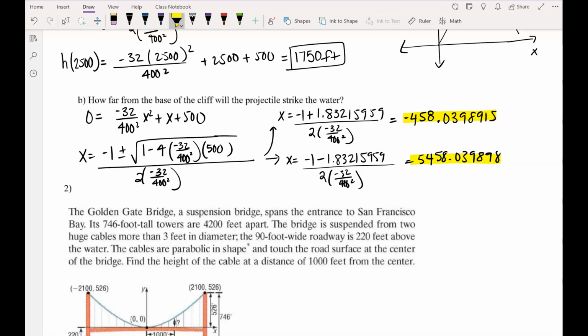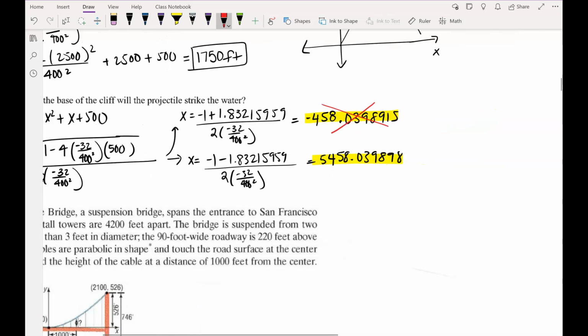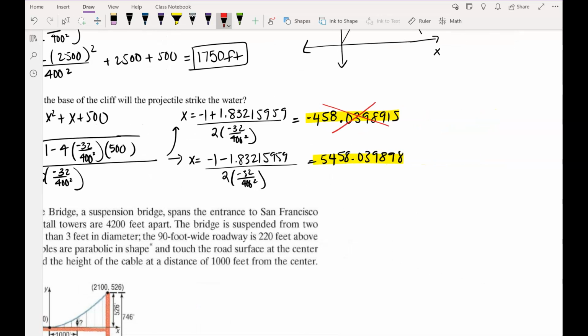As you know already, I'm looking for the horizontal distance when this object touches the water. Striking water means touching the water. So I can't really have a negative answer, right? Because that's a negative distance. So the object will strike water at about 5,458.40 feet from the base. So that's my answer for how far it had traveled.